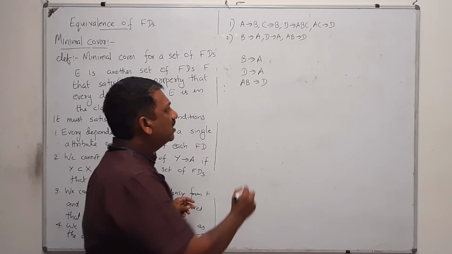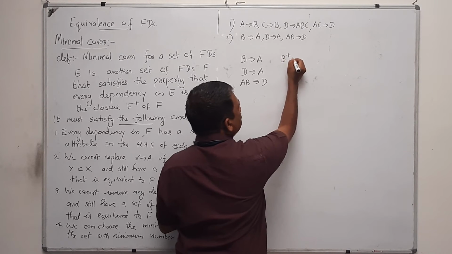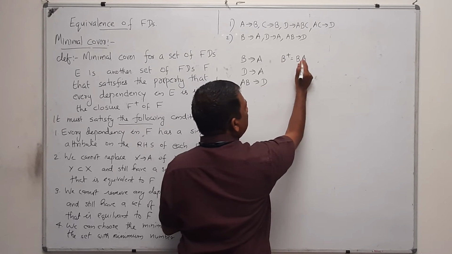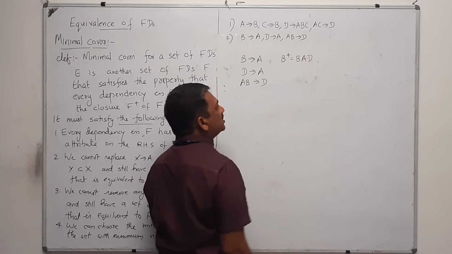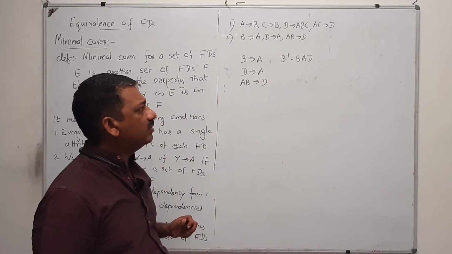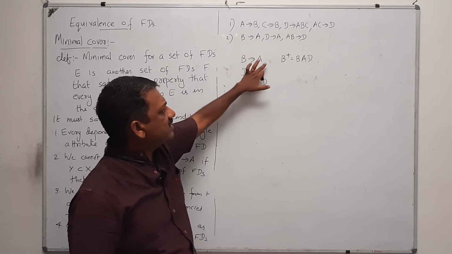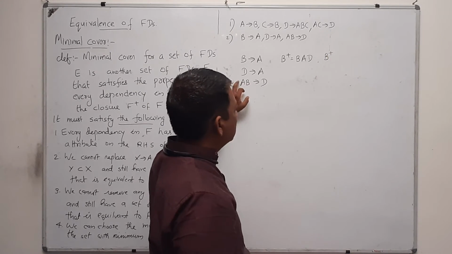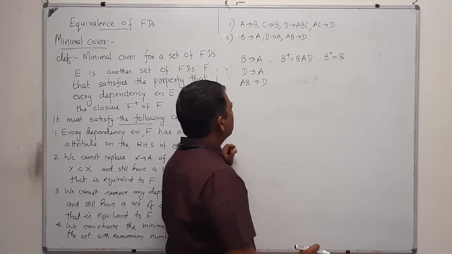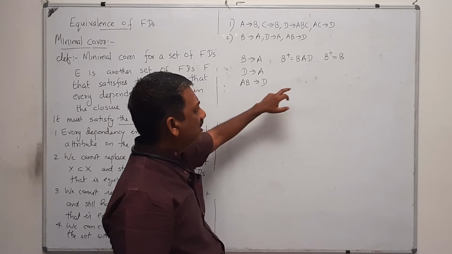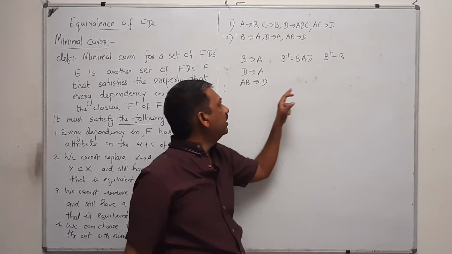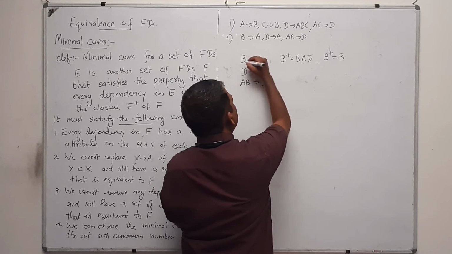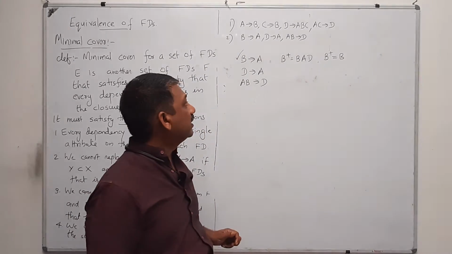B determines A. What is the closure of B? B determines B, A. B determines A, and AB determines D. AB is here, so B determines D. Now this is BAD or ADB. Now after removing this B determines A, we are going to find out B plus. B plus includes B, and on the left hand side nothing is there which is a subset of B. That means B plus is B after removing this. So you cannot remove this. B determines A is in the minimal cover.